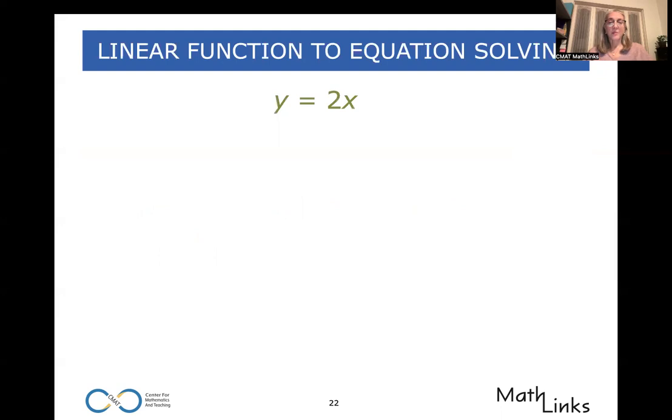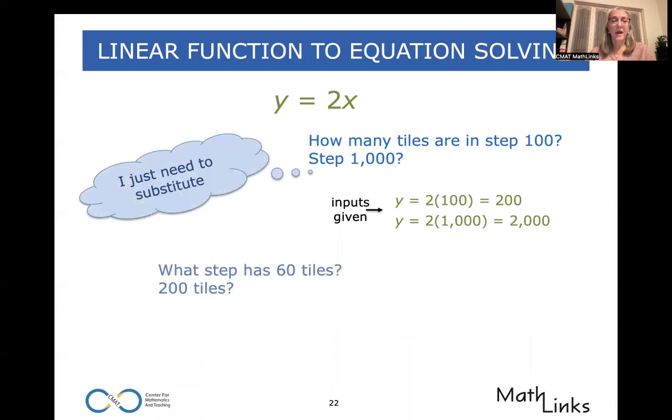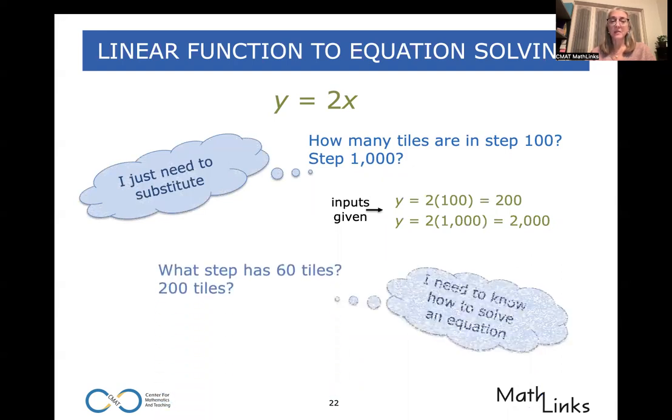So let's talk more about Mateo's equation, y equals 2x. This is what we hope goes through students' minds as we do more of this work. I have the step number, so I need to substitute. Or I have the total number of tiles, I need to solve an equation.